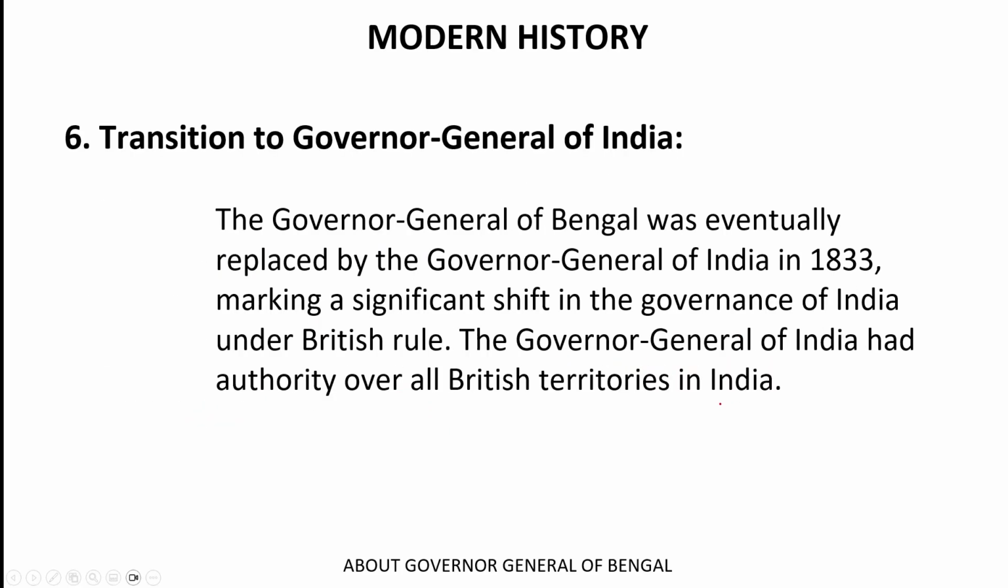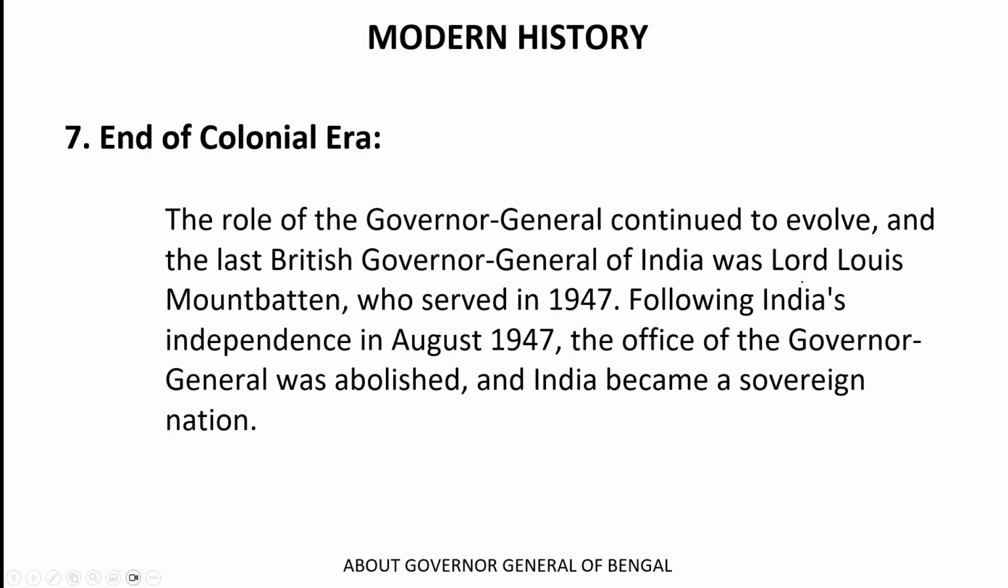Now the transition to Governor General of India, as I have told you, came from the Charter Act of 1833. Got it? Now let's start. The end of the colonial era, basically. The Governor General continued to evolve, and the last British Governor General of India was Lord Louis Mountbatten. Basically, it is about the end, so I don't think it is important to learn about it right now. I will try to connect these things with the topics in this lecture so that you will have a complete understanding of the facts and figures which we are going to cover.